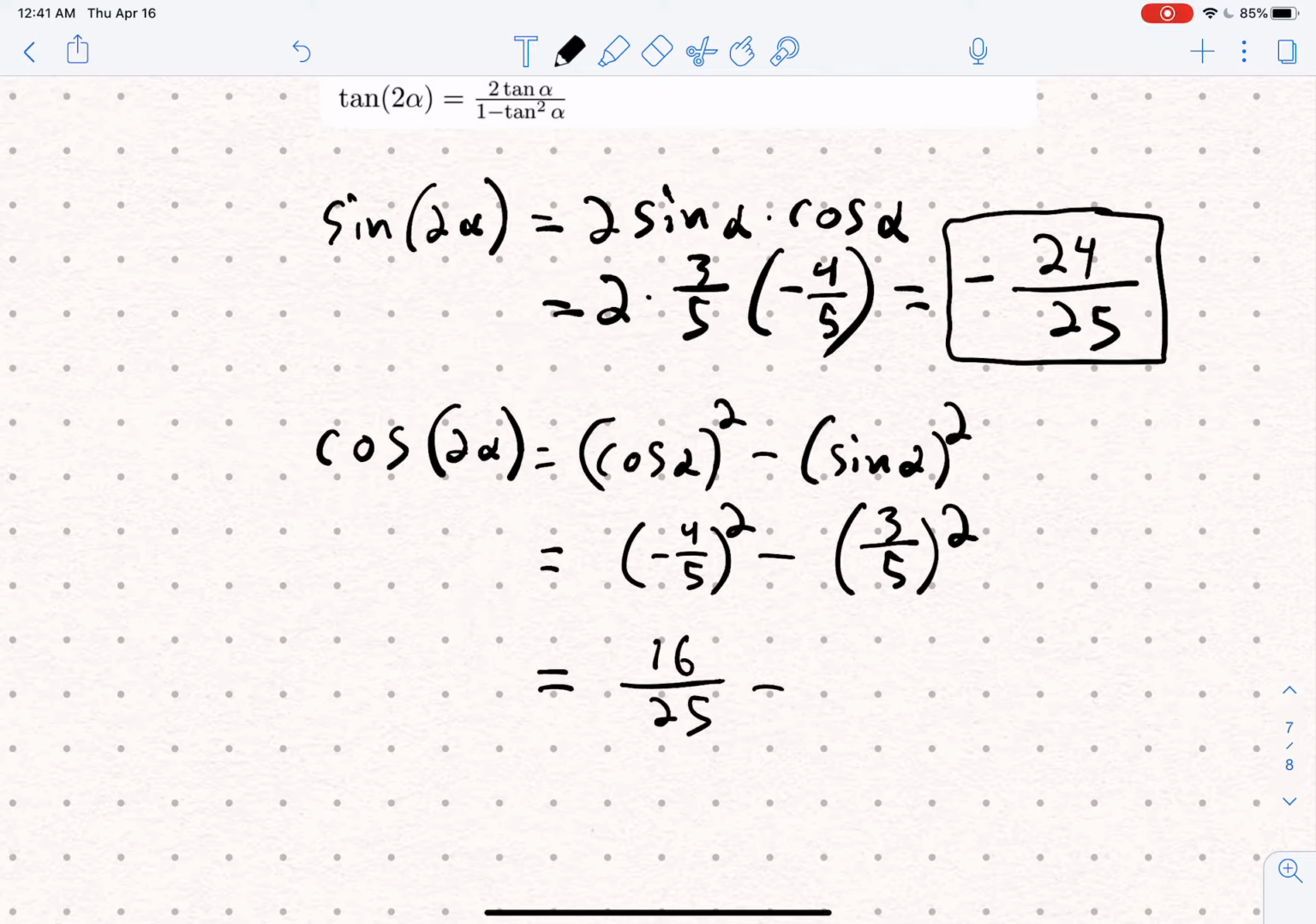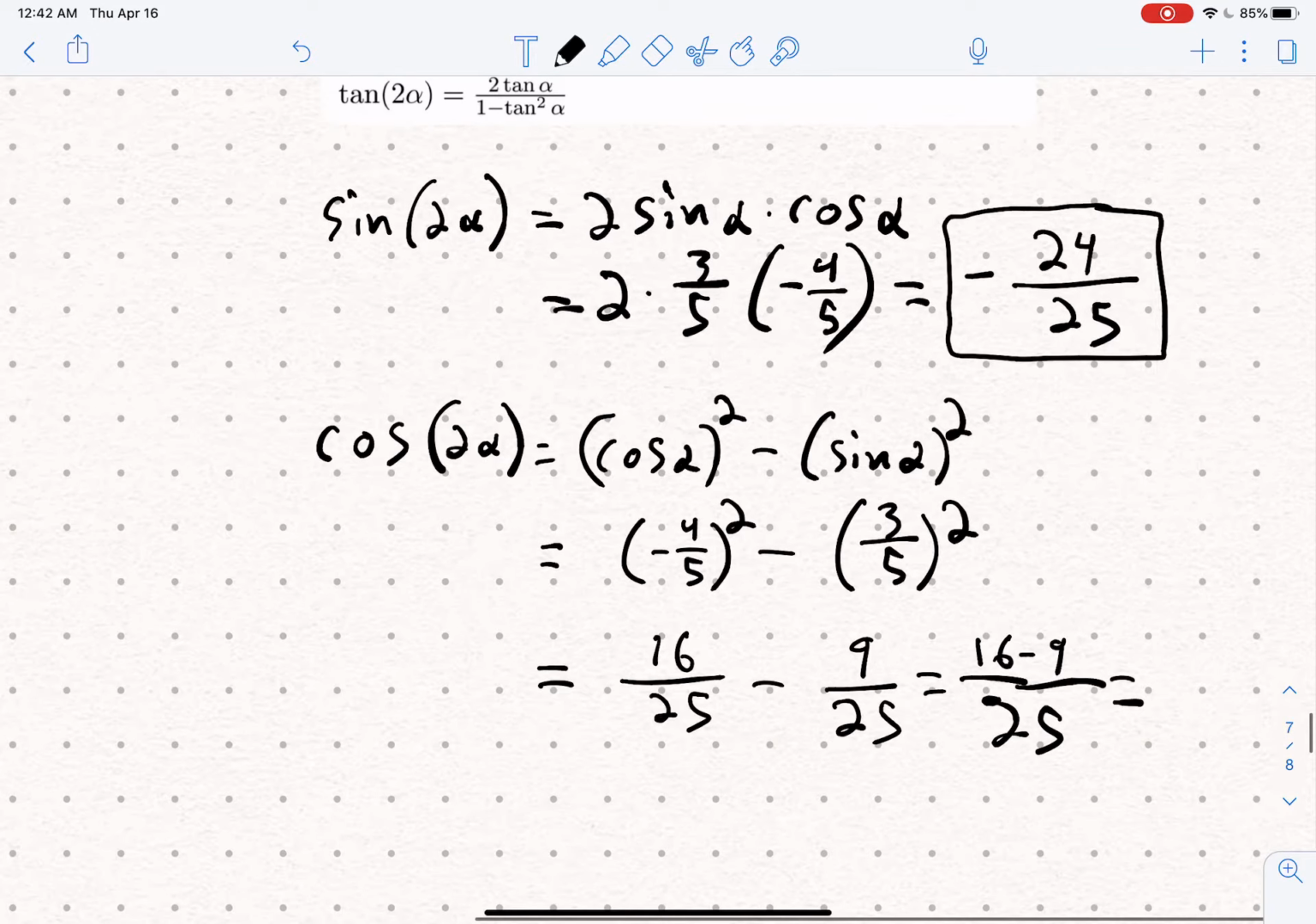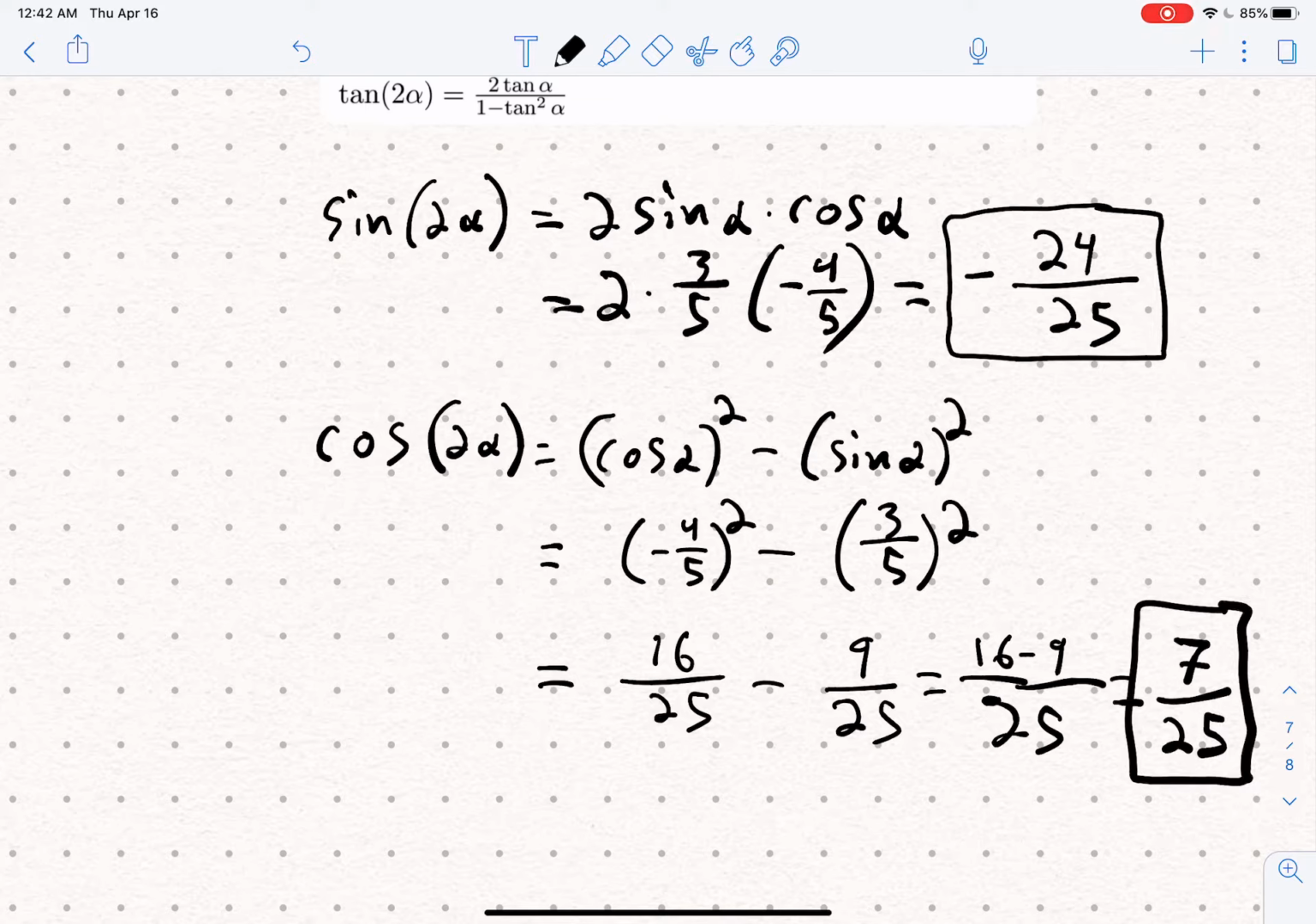Minus, and here similarly we square the top and bottom. Here the minus sign in the middle is not underneath the squared, which means the minus sign stays. It doesn't disappear because we're only squaring the 3 and the 5. So squaring the 3 gets you 9, squaring the 5 gets you 25. It's 16 over 25 minus 9 over 25. We can combine those together. 16 minus 9 over 25, and that is equal to, let's see, 7 over 25. So that is our cosine of 2 alpha.